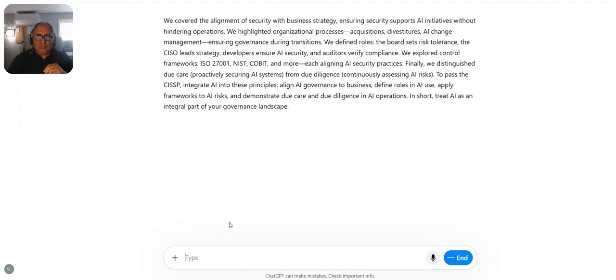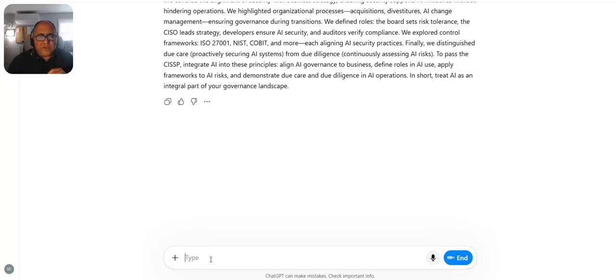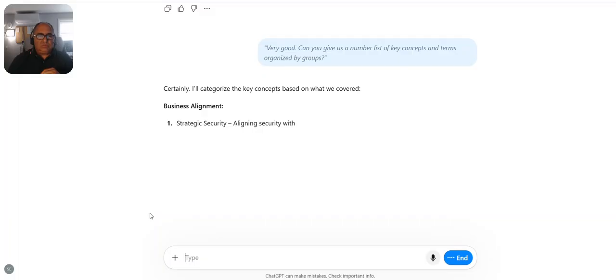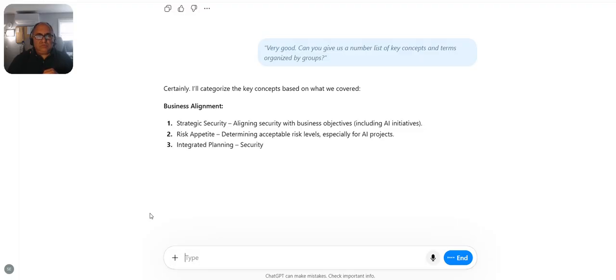Very good. Can you give us a numbered list of key concepts and terms organized by groups? Certainly. I'll categorize the key concepts based on what we covered. Business alignment. 1. Strategic security, aligning security with business objectives, including AI initiatives. 2. Risk appetite, determining acceptable risk levels, especially for AI projects. 3. Integrated planning, security embedded in AI, cloud, and digital transformation efforts.